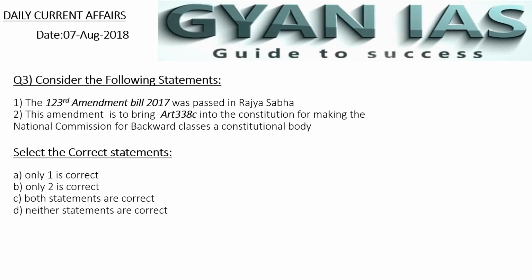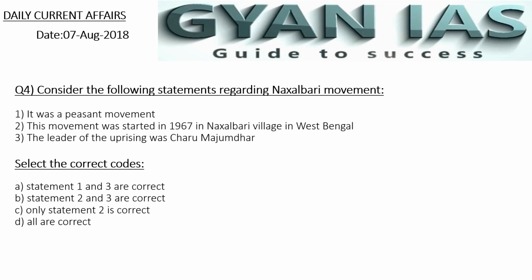But now the Government of India wants to make the National Commission for Backward Classes a constitutional body by bringing an amendment to the Constitution and introducing an article. And the article which will be introduced is Article 338B, and this will be considered as the 102nd Amendment of the Indian Constitution, the 101st Amendment being the GST. So the correct option for this question is A. Only 1 is correct.